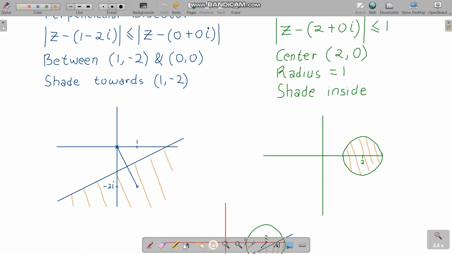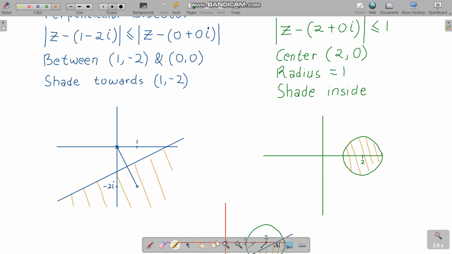So the graph is supposed to be, we label the 0 0 origin and the 1 minus 2i. So perpendicular bisector means the line connecting the 2 points here, we have to make a line perpendicular to this line, so it's perpendicular, and it is also bisecting, or it is through the midpoint. So this is the perpendicular bisector line, and we shade towards 1 minus 2i, so in this direction.